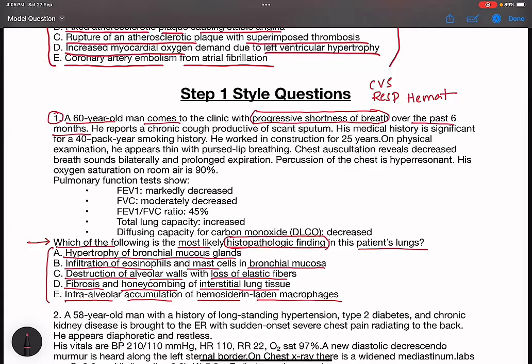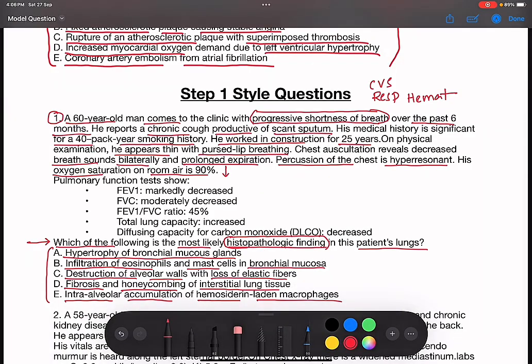He reports a chronic cough productive of scant sputum. His medical history is significant for a 40 pack-year smoking history. He worked in construction for 25 years. On physical examination, he appears thin with pursed lip breathing. Chest auscultation reveals decreased breath sounds bilaterally and prolonged expiration. Percussion of the chest is hyperresonant. His oxygen saturation on room air is decreased, 90%.